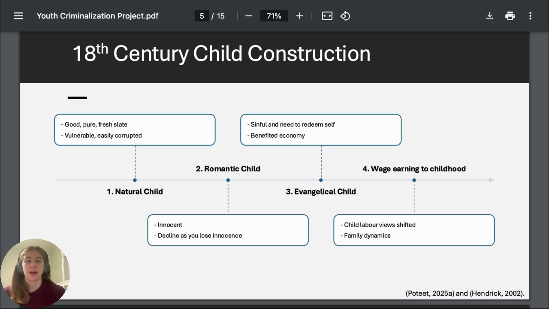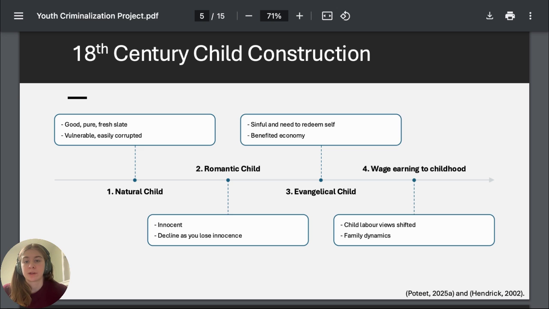And then after that, conceptions of children moved to the idea of a romantic child for a short time. This was the idea that children were innocent, and essentially as you get older, you decline as you lose your innocence. So when you're the youngest and the most innocent, that is where, as a child, you would have the most value.